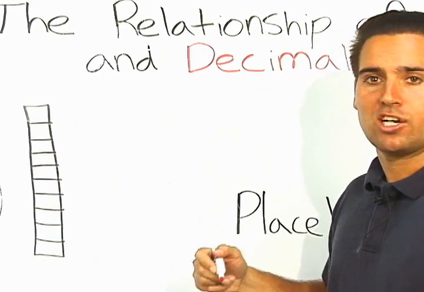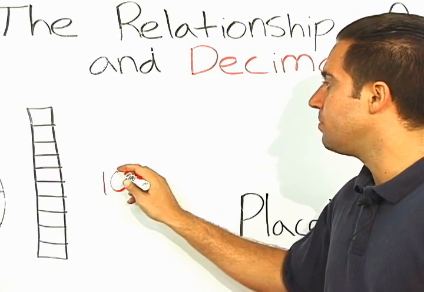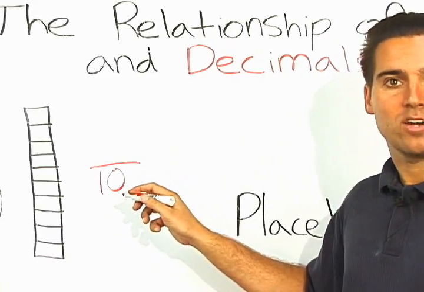1, 2, 3, 4, 5, 6, 7, 8, 9, 10. How many blocks are total? 10. Yes, there's 10 blocks total. That's going to be our denominator.